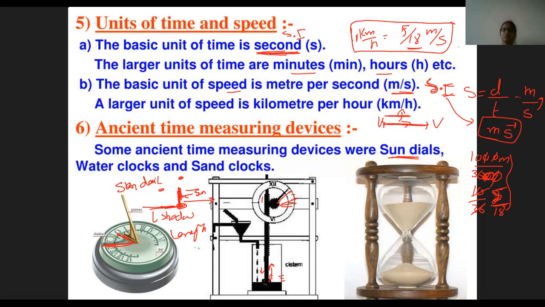Like that, one day they set the time, and how much water is getting down, that much time they note it. This is about the water clocks.